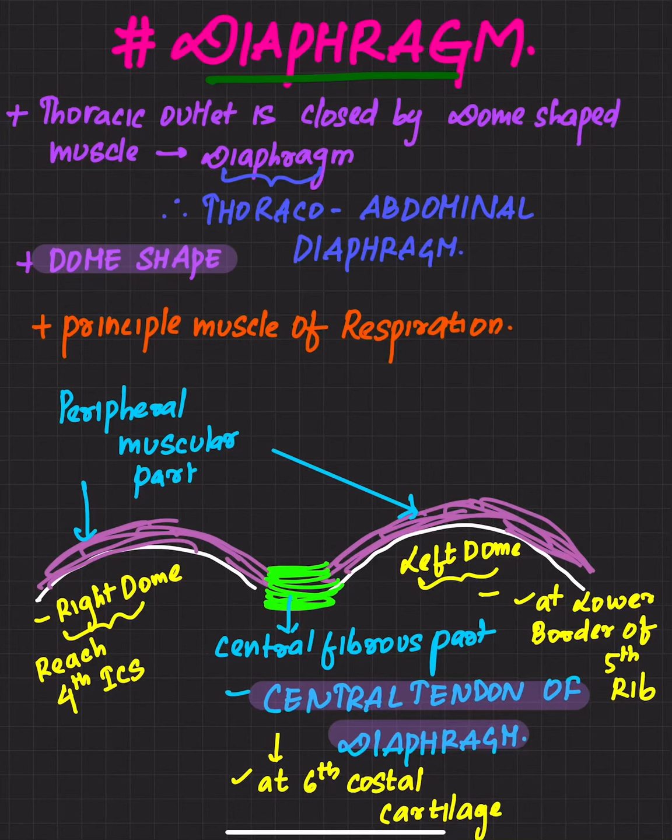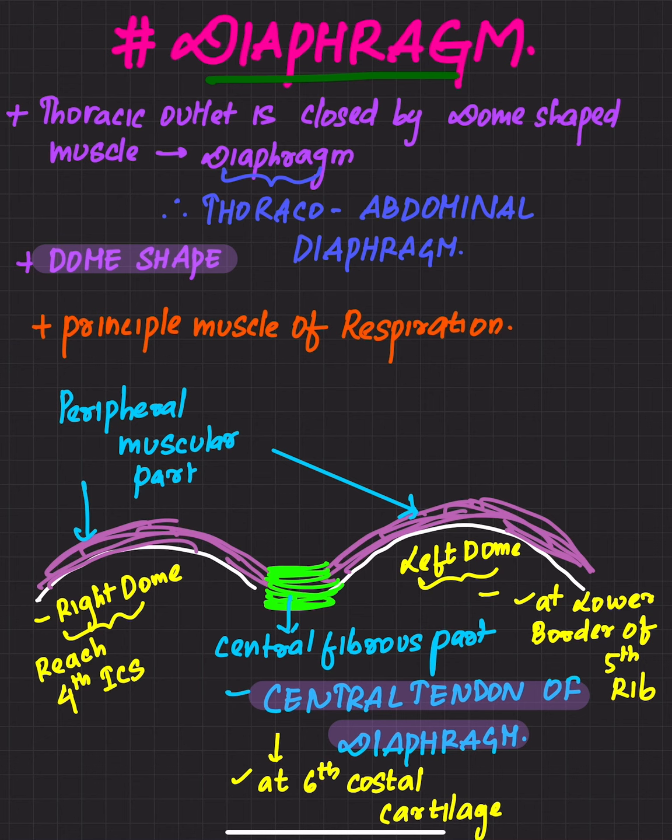Today I'll be talking about the diaphragm. The thoracic outlet is closed by the dome-shaped muscle called the diaphragm. The diaphragm is also called a large musculoaponeurotic structure that is attached to the margins of the thoracic outlet and separates the thoracic region from the abdominal cavity. Hence, it is also called the thoraco-abdominal diaphragm. It is dome-shaped and the principal muscle of respiration.